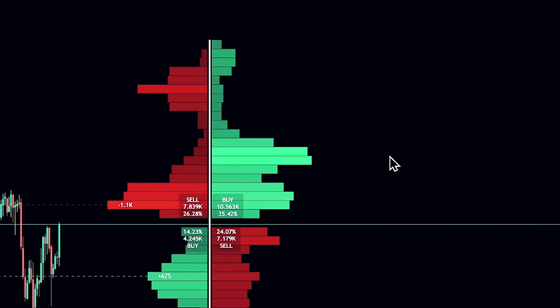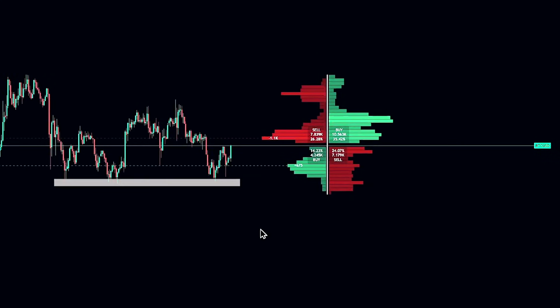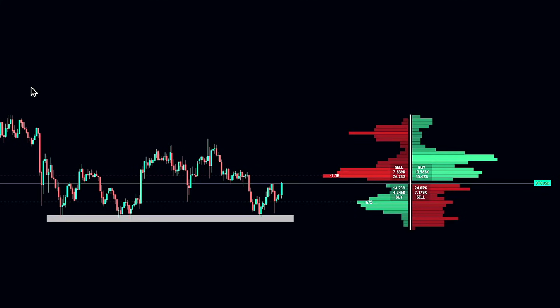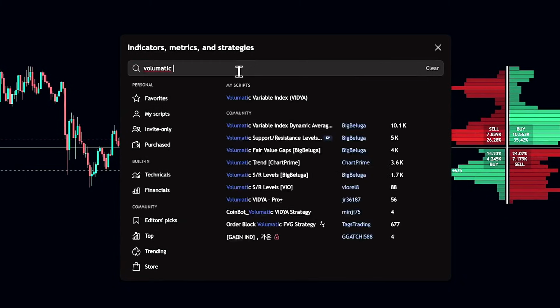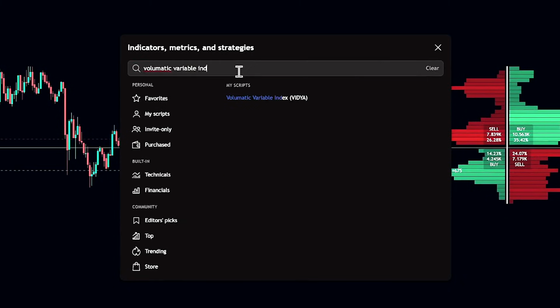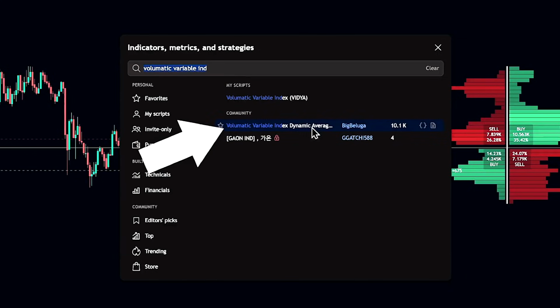To trade this strategy properly, we also need a trend indicator to help confirm market direction, especially when trend lines alone become subjective. To add it, go back to the indicator search bar and type in Variable Index Dynamic Average, again by Big Beluga. Big shout out to them, by the way.